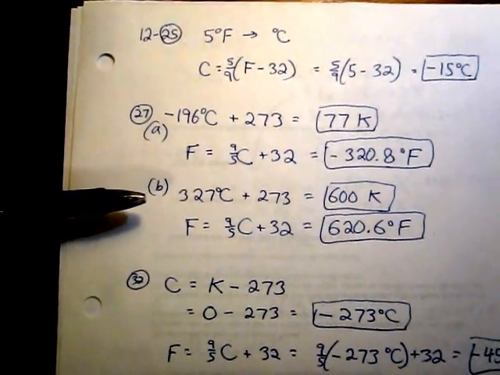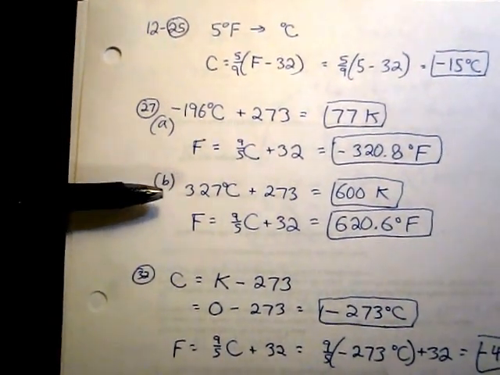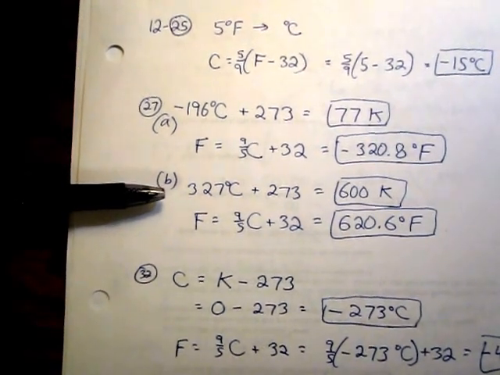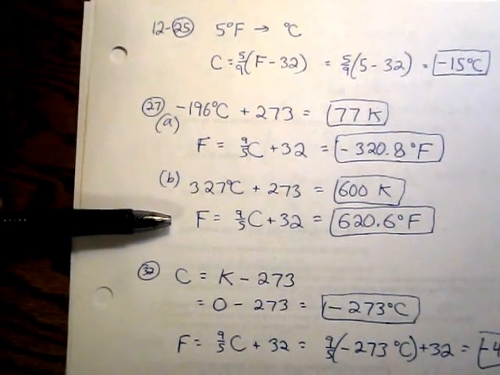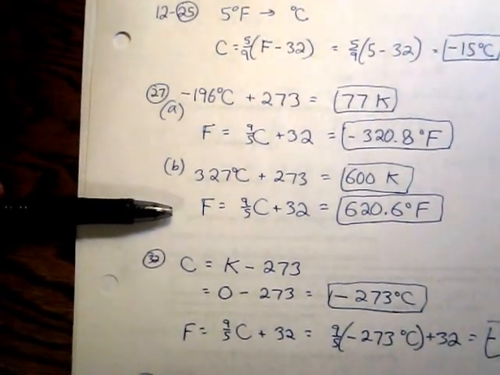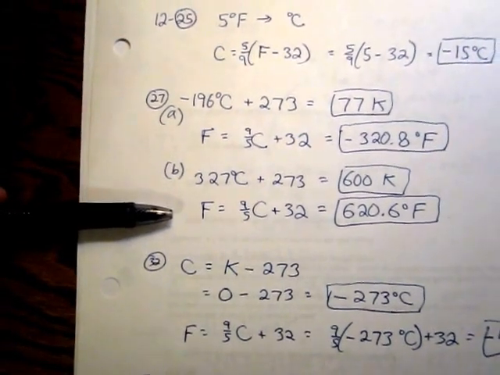Part B is converting 327 degrees Celsius to Kelvin, so you add 273 and get 600 Kelvin. Then convert the Celsius to Fahrenheit, multiply by 9/5, add 32, and it rounds to 621 degrees Fahrenheit.